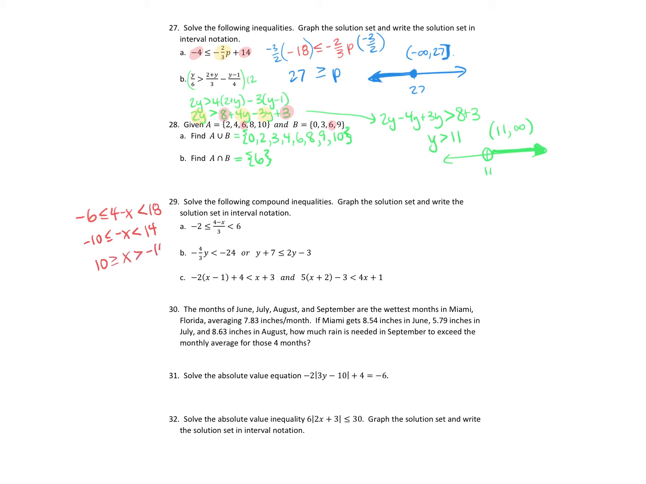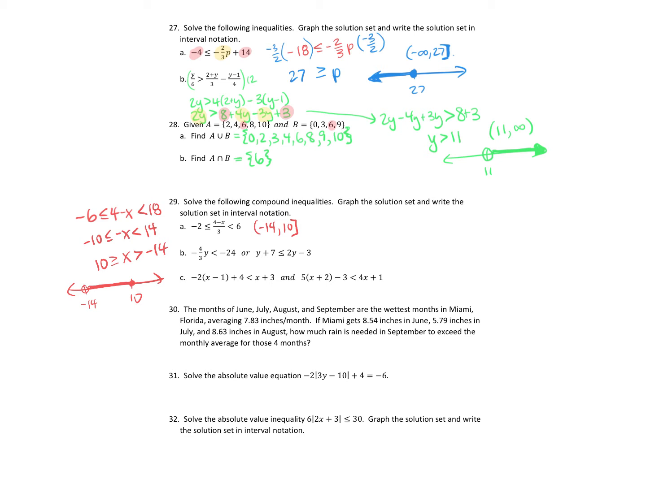So x goes from negative 14 to 10. At the negative 14, we have an open circle. At the 10, we have a closed circle, and we're going to shade between. So the interval notation for this is negative 14, comma 10 with a bracket on the 10 because it has a closed circle.